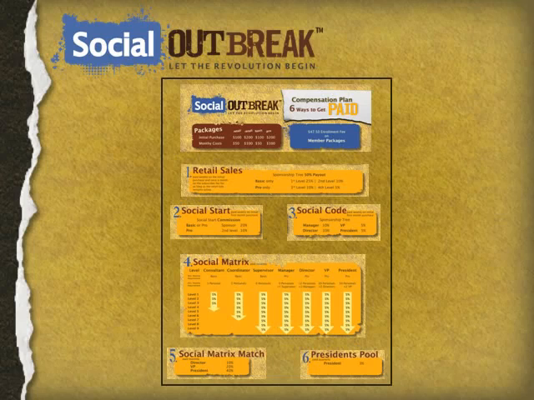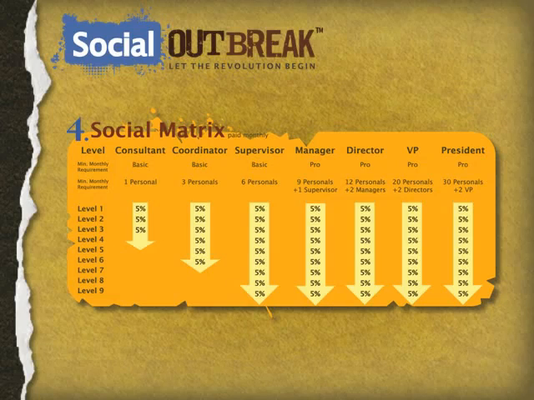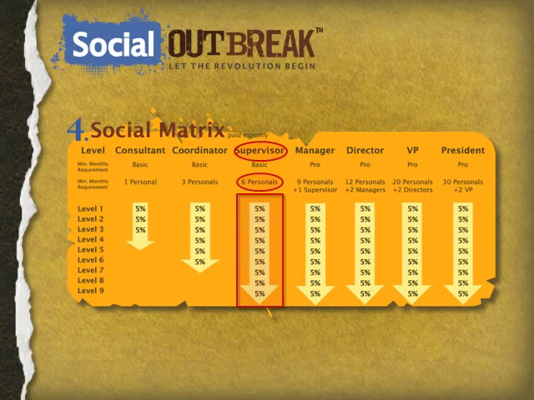Next we will discuss the social matrix portion of our compensation plan. What most people want to know is, what do I need to do to get paid on all 9 levels of my matrix? That information can be found in this column right here, in which you'll see that to get paid on 9 levels, you must become a supervisor in Social Outbreak. And you do that by sponsoring 6 people personally. Now that can be 6 people on AutoPay that are either retail customers or IBOs within your matrix, or any combination therein. You also only need to be on the basic AutoPay level yourself to qualify.